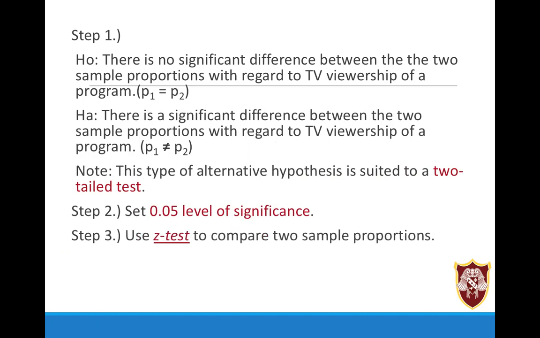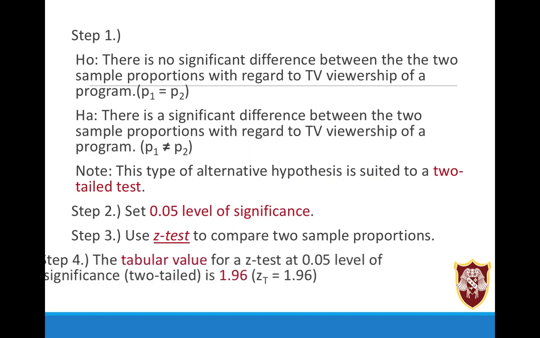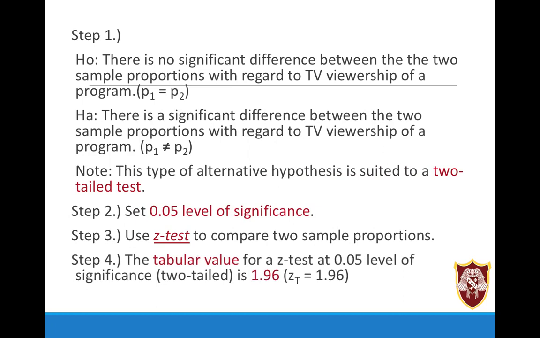So again, we use z-test to compare two sample proportions because t-test has no corresponding formula for comparing two sample proportions. The tabular value for a z-test at 0.05 level of significance for a two-tailed test is 1.96. So you just verify that from the z distribution table.